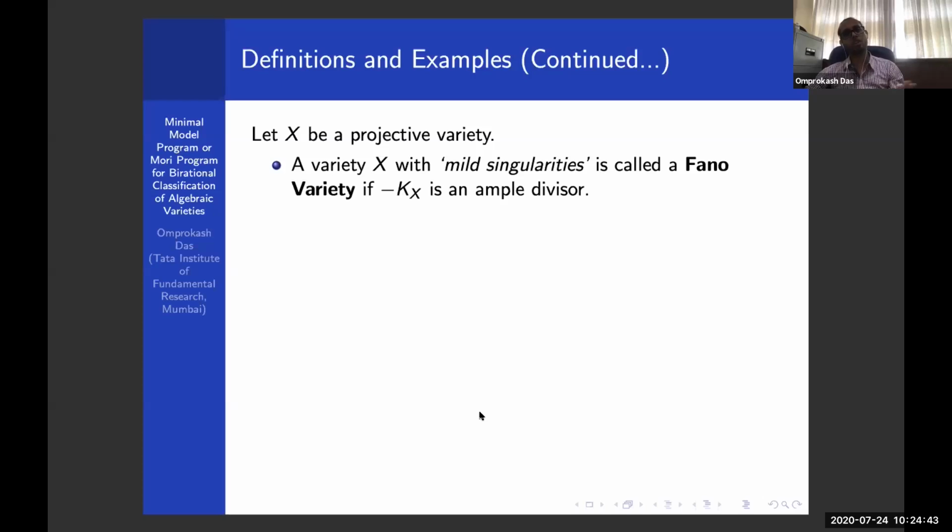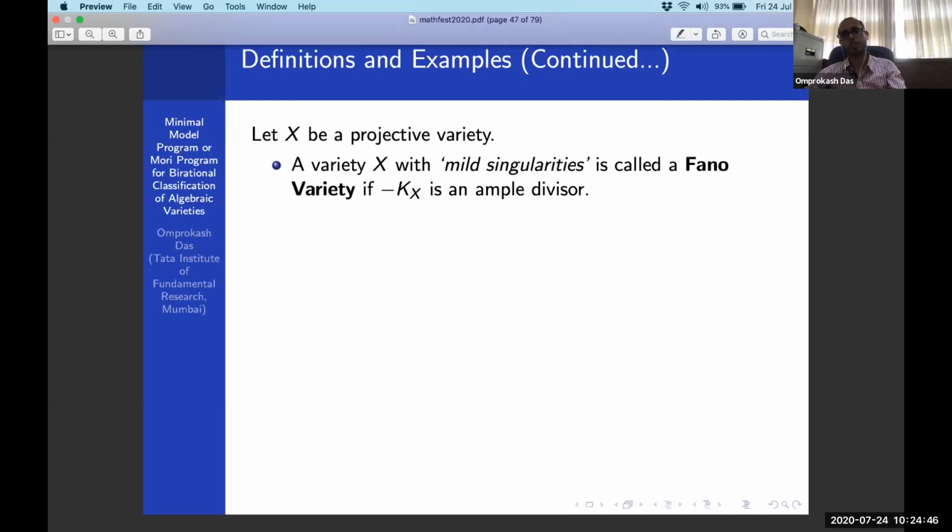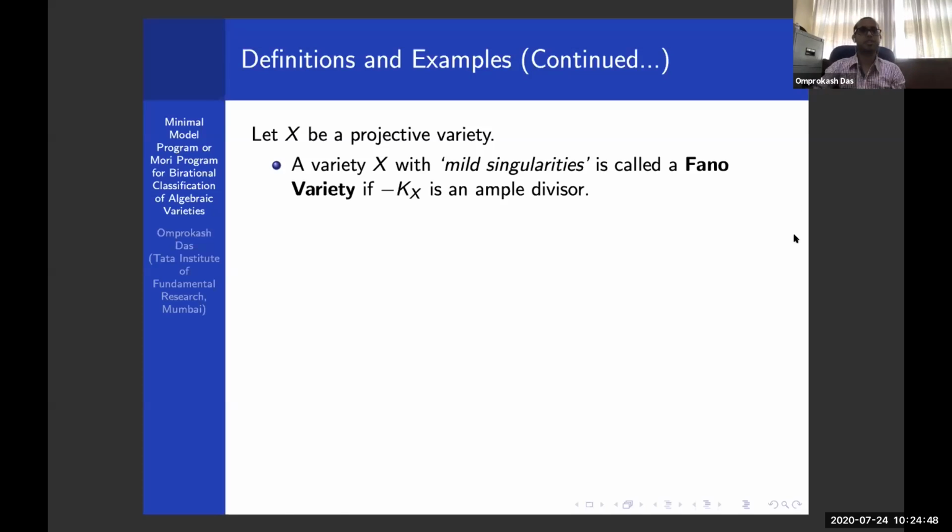Next are a few more definitions. Then we will go to the main part of the minimal model program. So the next definition is something called a Fano variety. If a variety X with mild singularities, again you may assume it is smooth, is called a Fano variety if minus Kx is an ample divisor. So the anti-canonical divisor is the ample divisor.